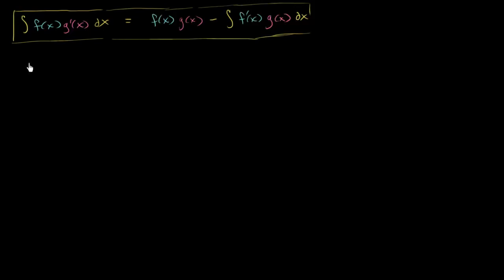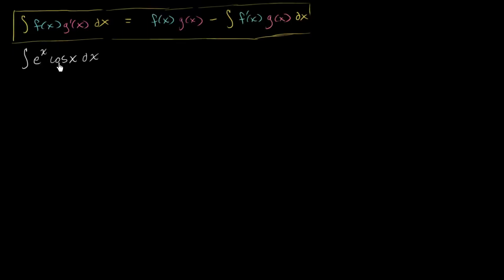Let's see if we can use integration by parts to find the antiderivative of e to the x cosine of x dx. And whenever we talk about integration by parts, we always ask: we're taking a product of two functions, so which of these, e to the x or cosine of x, would become simpler if I were to take its derivative?